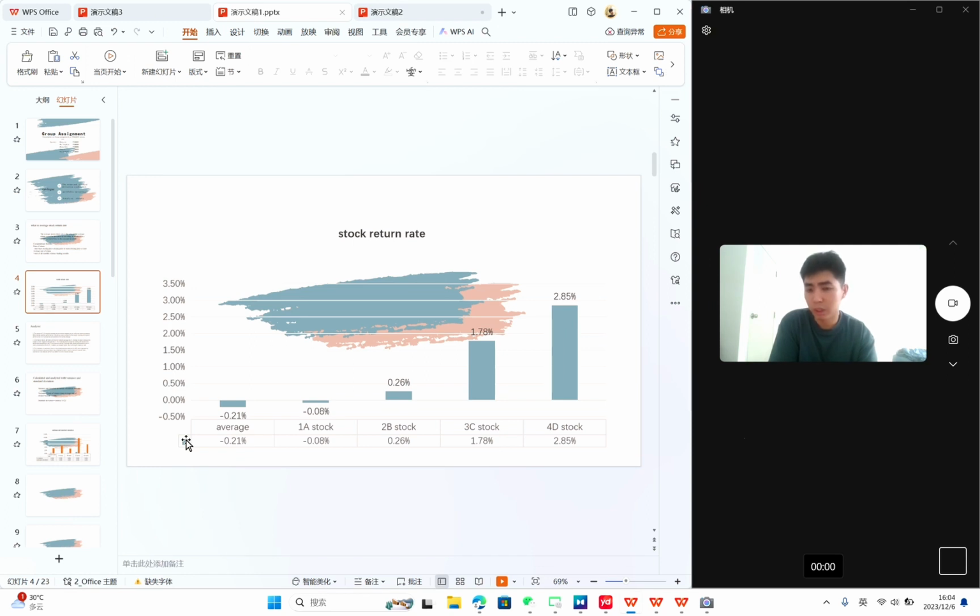The market average stock return rate is negative 0.21%, and the 1A stock is negative 0.08%, and the 2B stock is 0.26%. The 3C stock is 1.78%. 4D stock is 2.85%.